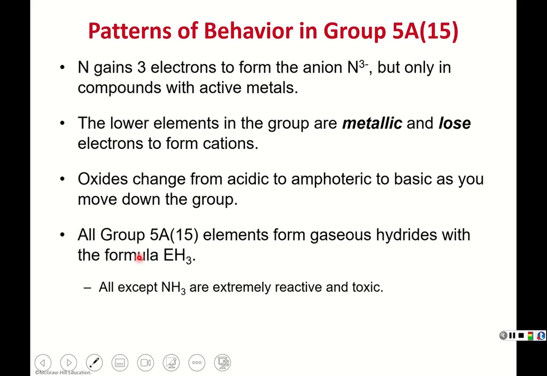Right, so some patterns of behavior in this group. Nitrogen gains 3 electrons to form the anion N3-. That's only in compounds with active metals. The lower elements in the group are metallic and lose electrons to form cations. So now they are not gaining electrons anymore, they're only losing them. Oxides change from acidic at the top with nitrogen, to amphoteric, and then to basic as you move down the group. And that really just shows you the metallic character is increasing as you go down that group.